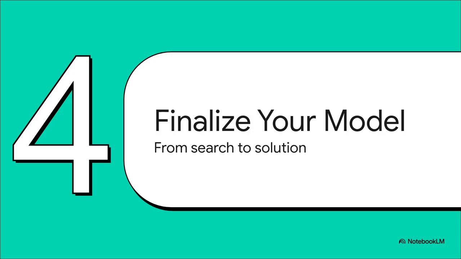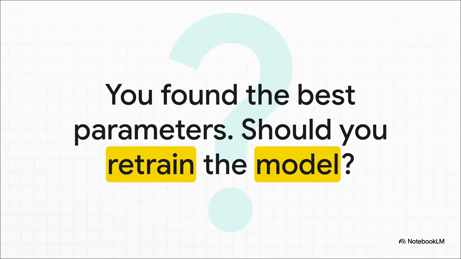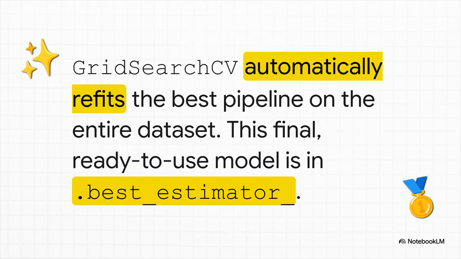All right, the grid search has done its job. It's churned through all the options and found the winner. Now for the best part, finalizing your best model. We're going from search to solution. So this brings up a really important question. Think about it. During that whole cross-validation process, we were always holding back a piece of the data for validation, right? So to get the absolute most powerful model we can, shouldn't we retrain it one last time using all of our training data? And here's the best part.